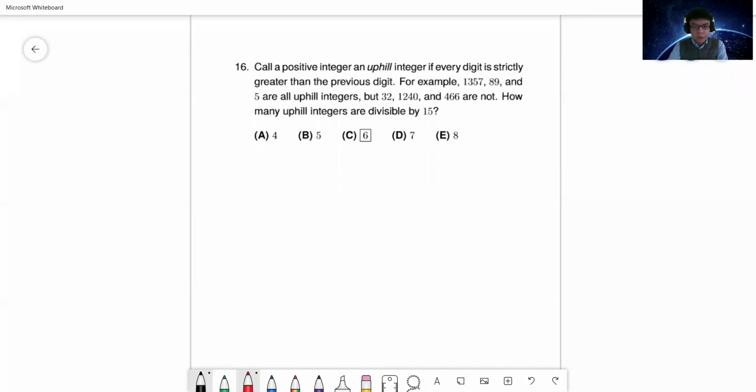Question 16. We call a positive integer an uphill integer if every digit is strictly greater than the previous digit. So it's increasing from left to right. How many uphill integers are divisible by 15? Note that 15 equals 3 times 5. N is divisible by 15 is equivalent to N being divisible by both 3 and 5.